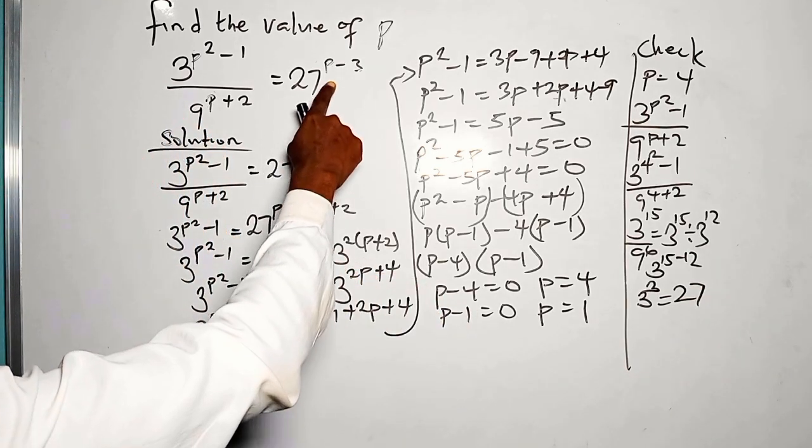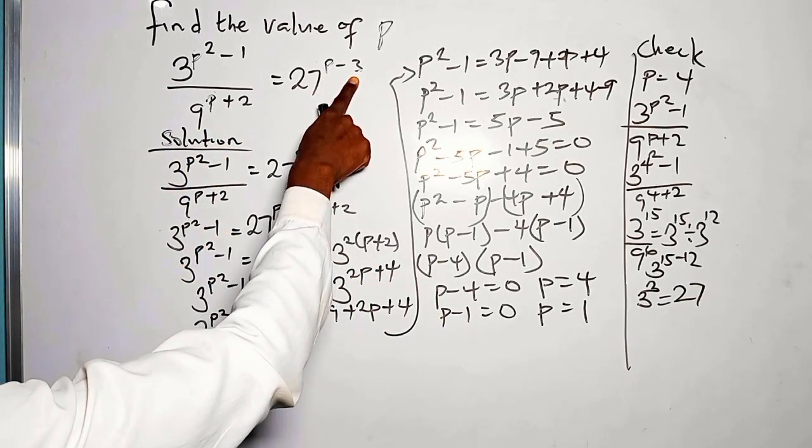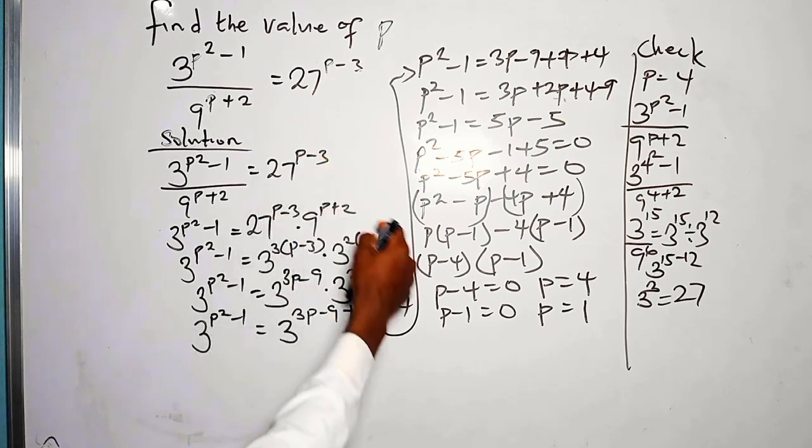When we put the value of p to be 4 in the right side, 4 minus 3 is 1, and 27 raised to power 1 is still 27.